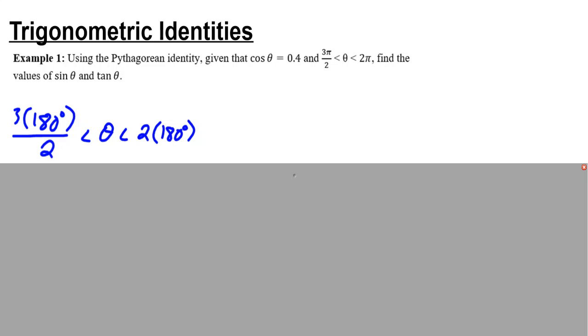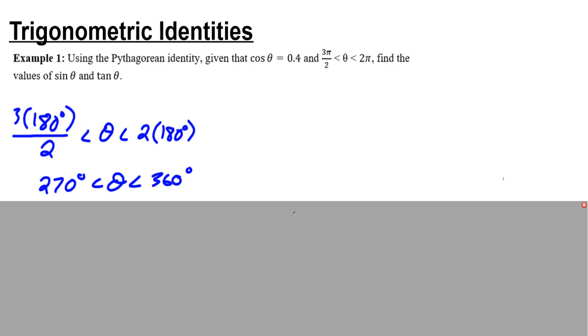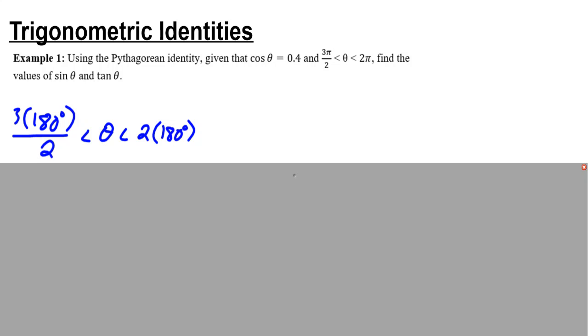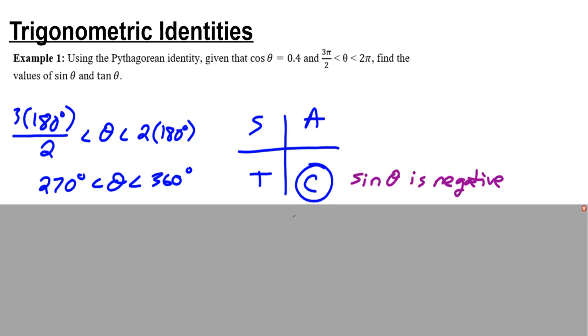If you want to convert from radians to degrees, because it's a little easier to think in terms of degrees, what you can do is replace pi with 180, because that's what pi represents when we're talking about angles. So we can do 3 times 180 over 2, and then 2 times 180, and that tells us that we're between 270 and 360. And those angles will place us in the fourth quadrant. Now that's very important because that tells us that not only is cosine positive, but sine is going to be negative. And that's the first thing that we're going to be solving for.